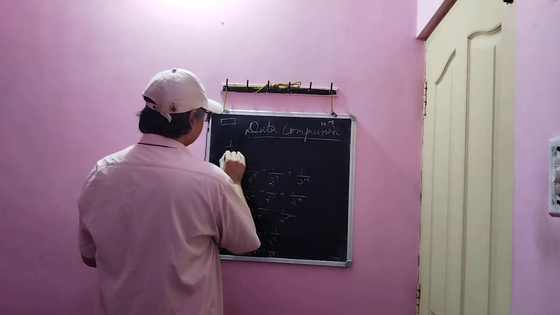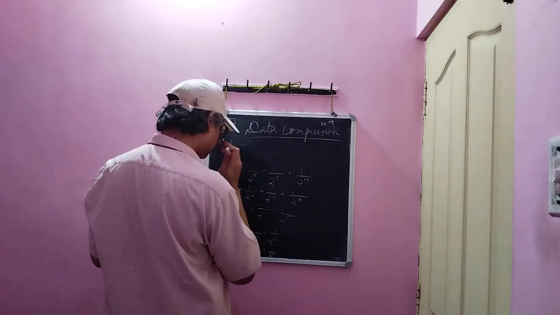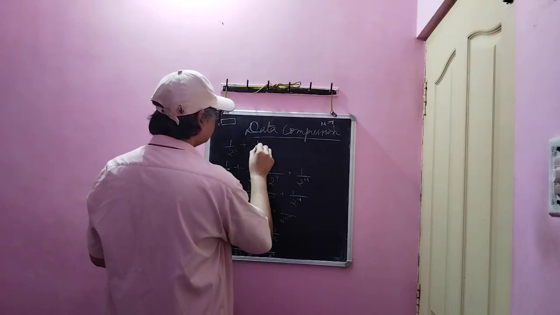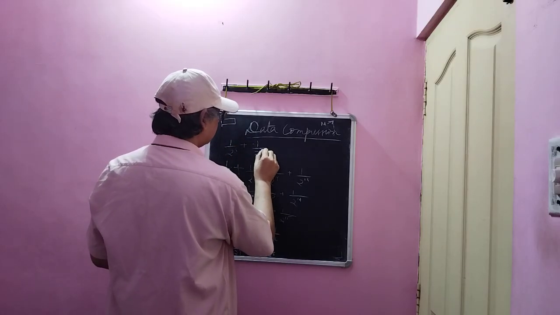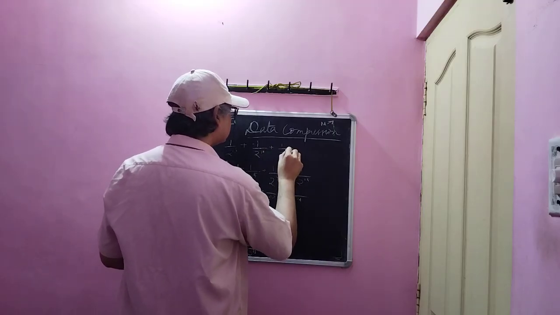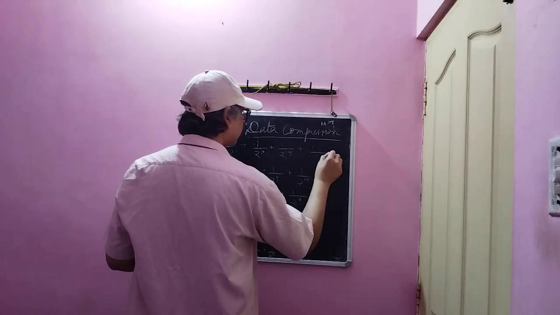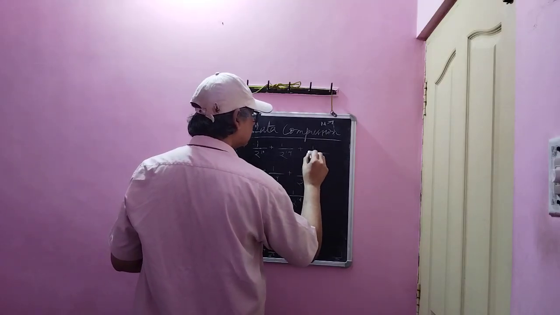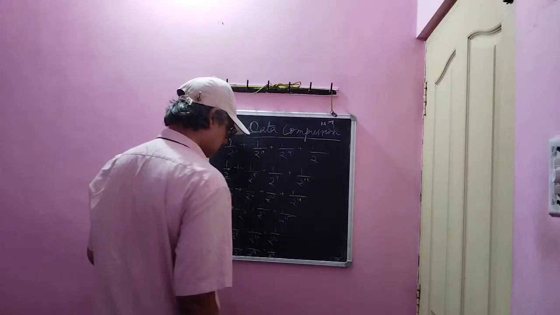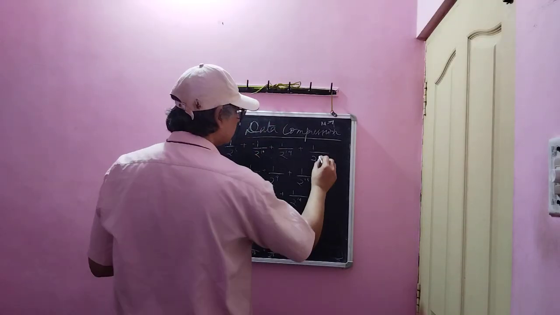And finally the last weight will be 1 by 2 power 6 plus 1 by 2 power 10 plus 1 by 2 power 14 plus 1 by 2 power 18.